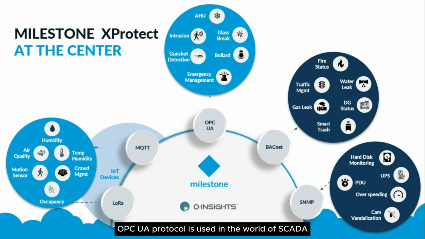The OPC UA protocol is used in the world of SCADA, PLCs, machines, and drives to enable data exchange between XProtect VMS and industrial process systems. OPC UA drivers play an important role.